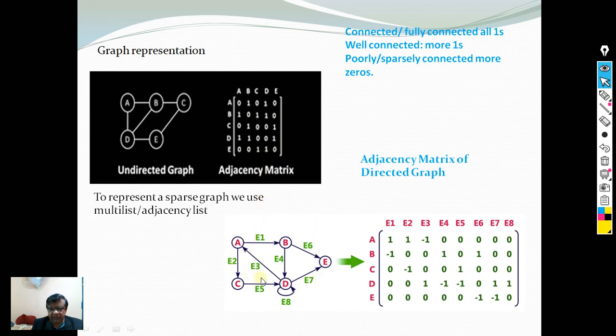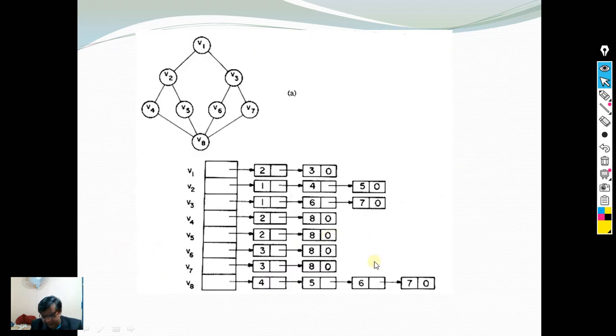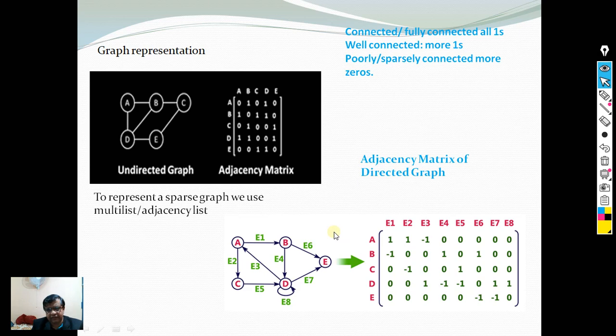And here is another representation, in the form of an adjacency matrix. Here nodes are written and here edges are written. Whether the edges go in a positive direction or negative direction is indicated. E3 goes from D to A. Here it is A to D. A to E3, therefore, it is -1. This is also another representation, but it is a little confusing. Therefore, mostly we never use this kind of representation, and this is the representation for a directed graph or undirected graph.